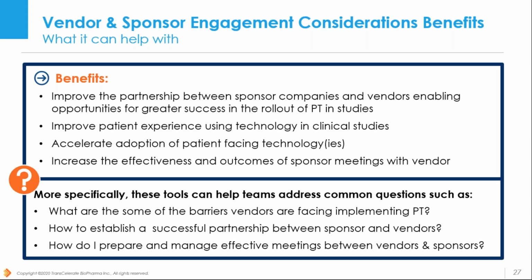What does success look like? How do I know if I'm creating the environment and dialogue and feedback cycle between my sponsor company and the vendor? I think some of the tools we've developed should help you think about it in a different way and also establish what success looks like for that partnership.